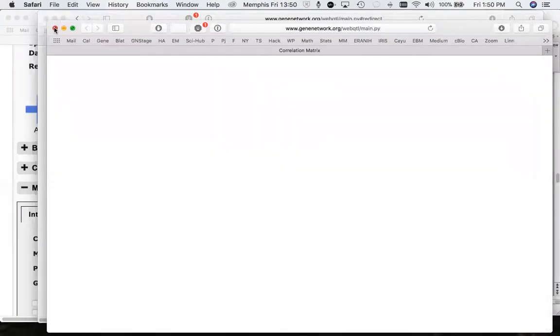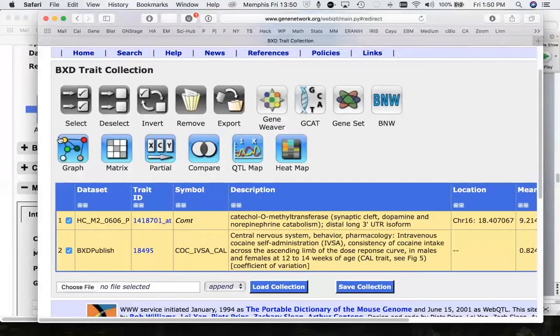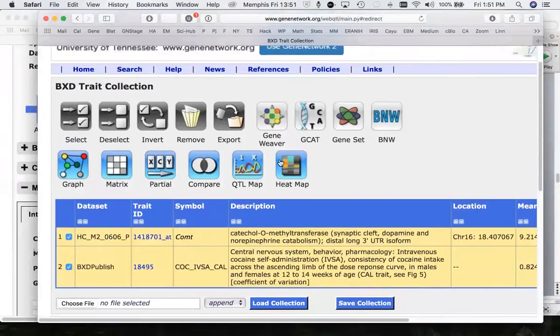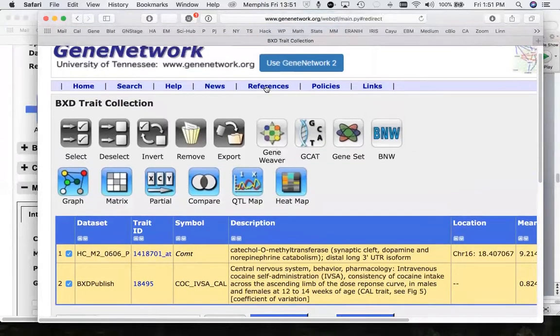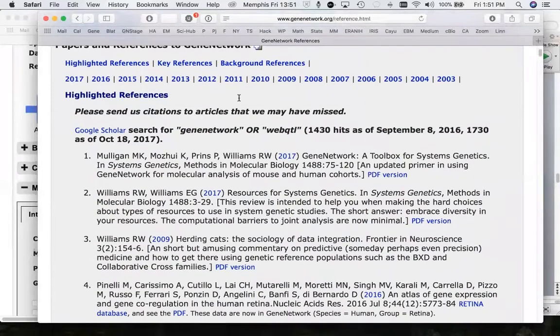You can generate hypotheses, and there are a whole bunch of tools that I don't have enough time to show you that are here that do network analysis. For those of you who want to go a little deeper, just click on this reference and have a look at this paper. So Gene Network, a toolbox for systems genetics.